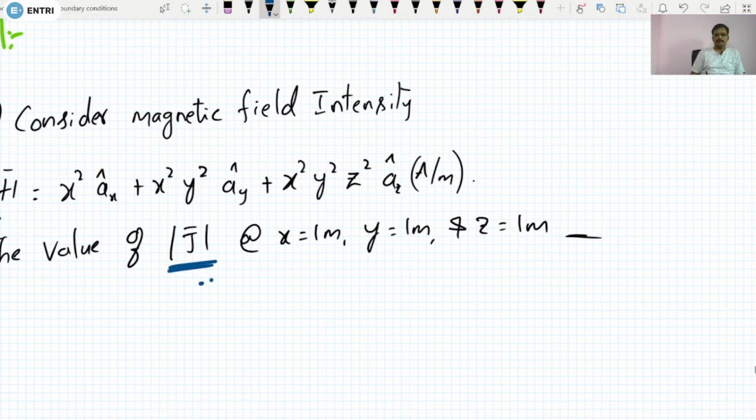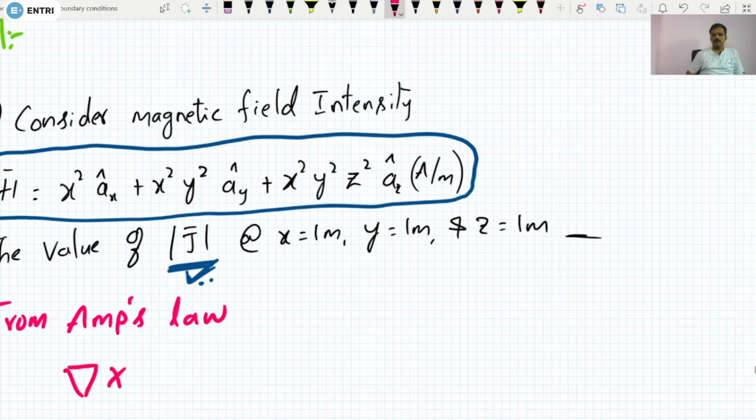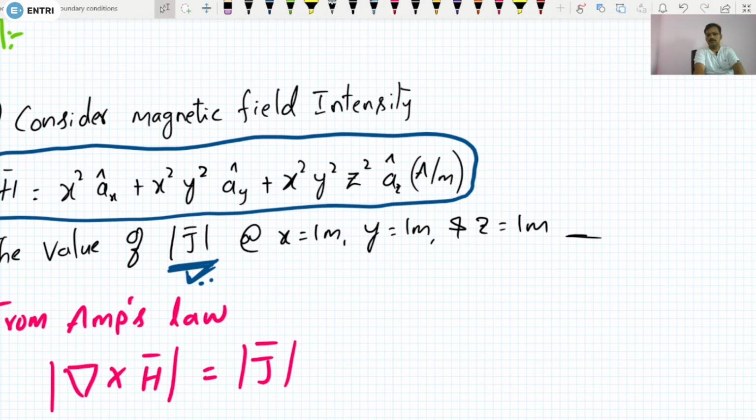So here they have given H bar, the magnetic field intensity, right? And they are asking us to determine the magnitude of J bar. So we know the relation between this H bar and this J bar from what? From Ampere's law. Yes or no? From Ampere's law, we know that curl of H bar is equivalent to J bar. You want the magnitude of J bar, means you have to determine the magnitude of what? Curl of H bar. That's it.